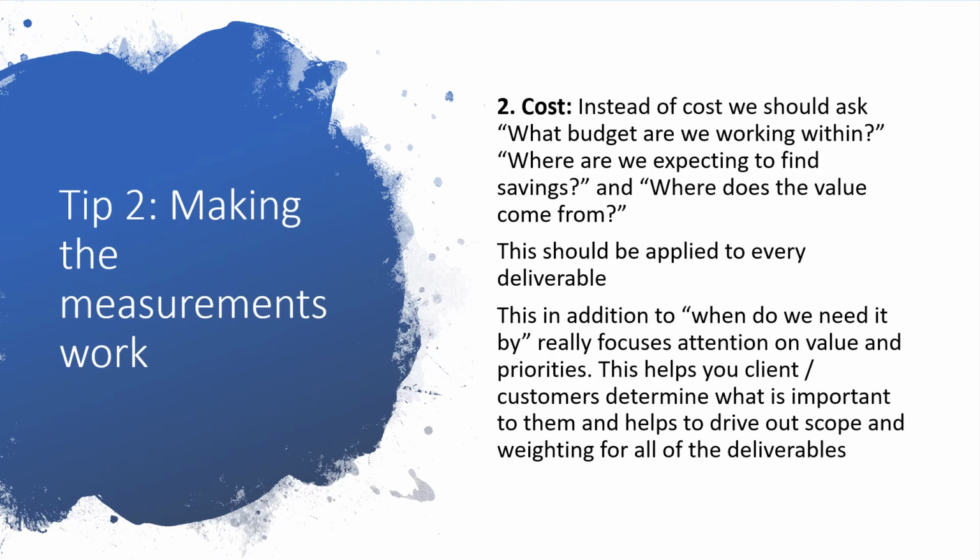Tip number 2 is about cost. So instead of cost, we should ask, what budget are we working within? Where are we expecting to find savings? And finally, where does the value come from? Now, this should be applied to every deliverable. In addition to the when do we need it by, this really helps the business focus on value and priorities. This helps your client determine what is important to them and helps drive out the scope and also the weighting of those deliverables.